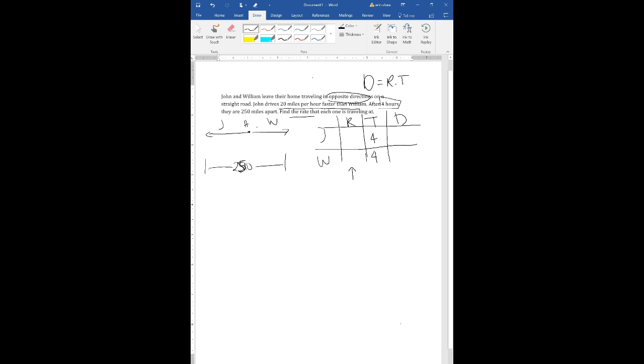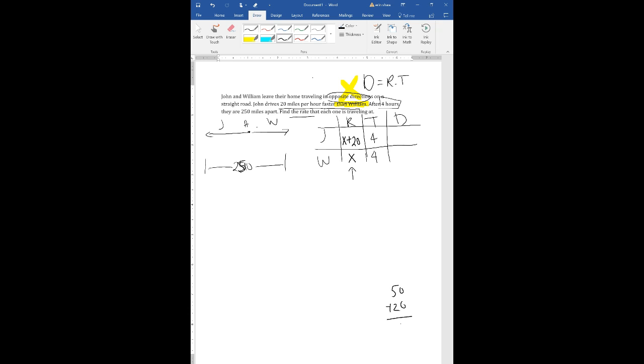If I read this sentence again, it says, John drives 20 miles per hour faster than William. This guy right here is my X. The minute they say "than someone," that becomes X. So William is X. Now, if John drives 20 miles per hour faster than William, let's say William is driving 50 miles per hour, but John's driving 20 miles faster than that, I would add 20 to that. So John is going to be X plus 20.